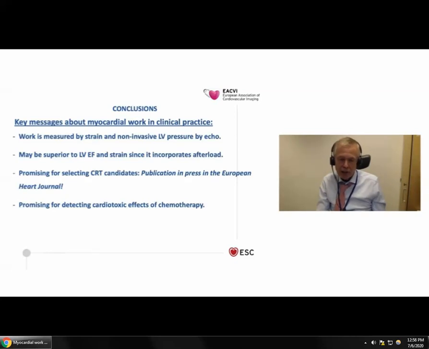And finally, the work method is promising for detecting cardiotoxic effects of chemotherapy, as you saw in these nice cases from the speaker today. So don't be frustrated about a little bit of complexity. Get out there and train and use it, and I think you will be very happy after a while. In most patients, it's feasible.